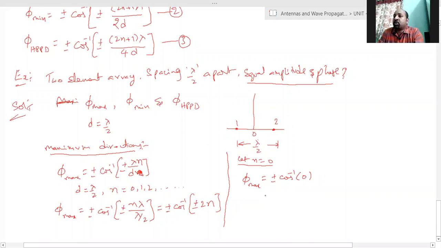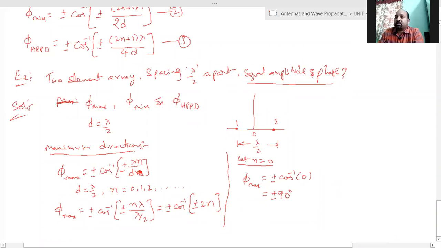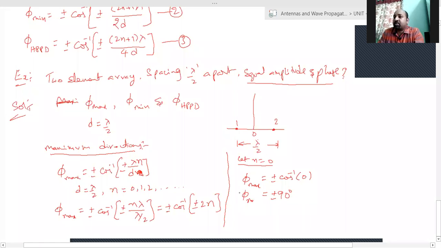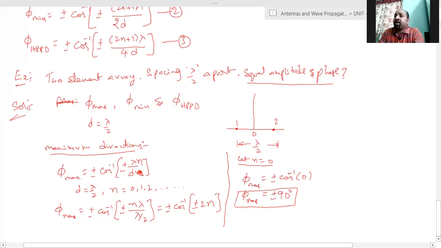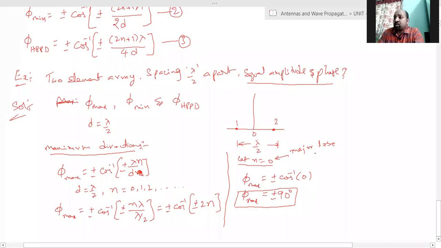Cos inverse 0 in the sense what? 90 degrees, right? Plus or minus 90 degrees, in the sense 90 degrees or 270 degrees. So these are the maximum directions, right? And one more thing, n is equal to 0 is for major lobe, right?